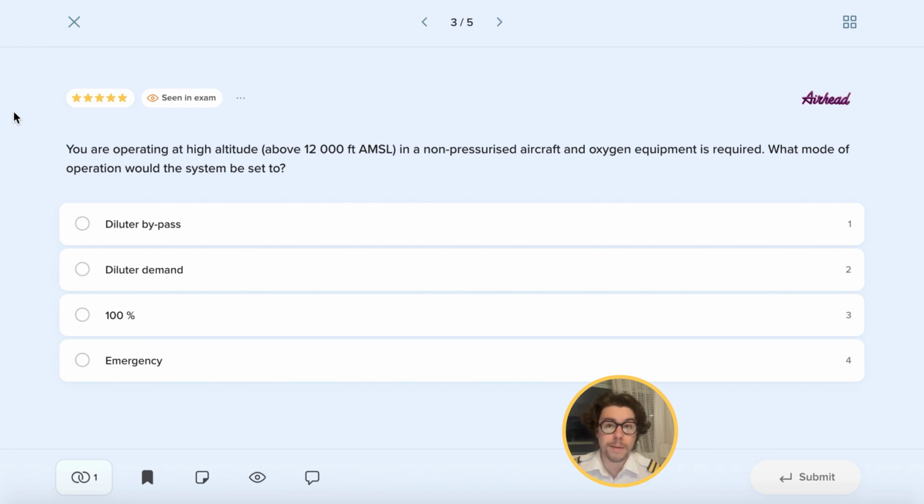As in case of a rapid decompression, the time of useful consciousness is around 5 to 10 seconds at these high altitudes. So in this case, diluted demand is the normal mode of work. This is what we will use and what you will use in your flight school if you'll be flying at altitudes above 10,000 feet during your instrument or the VFR navigation, depending on your school.